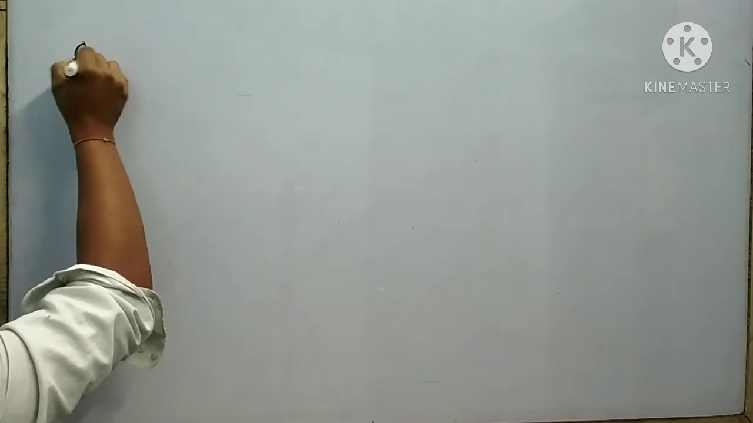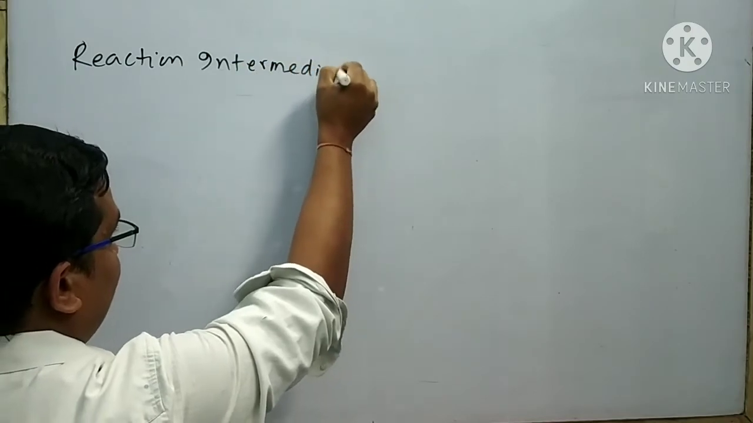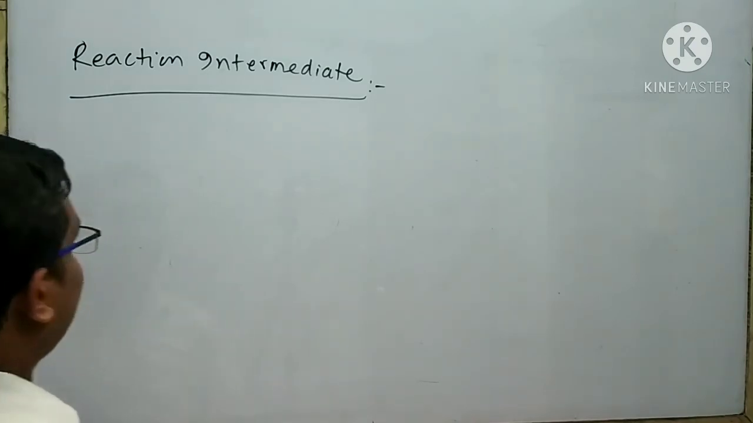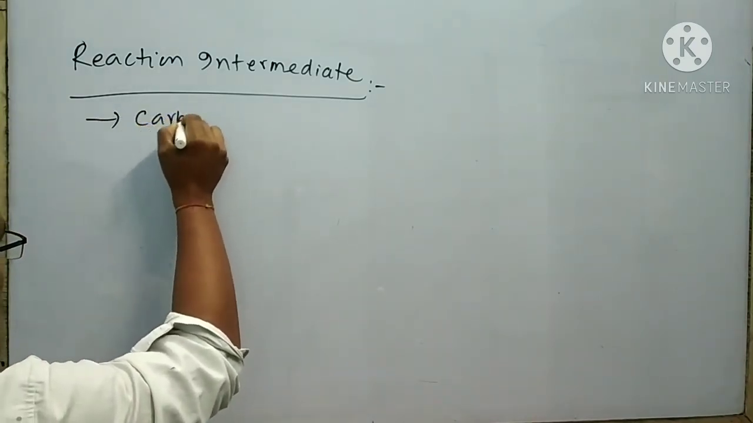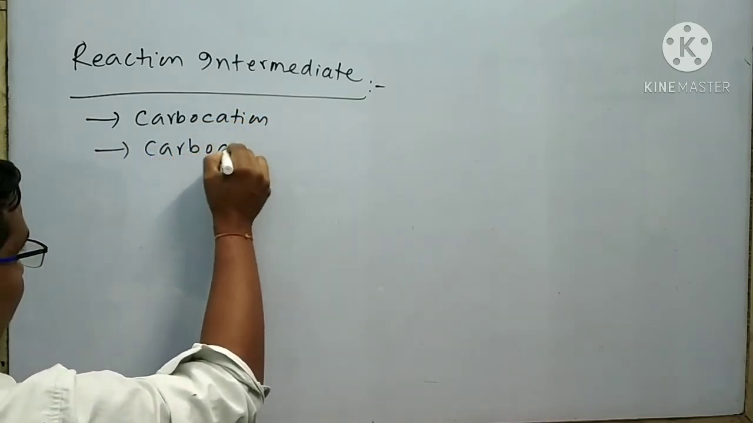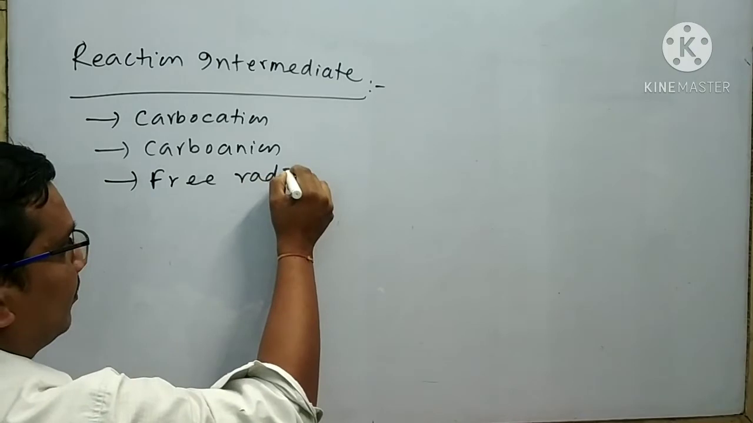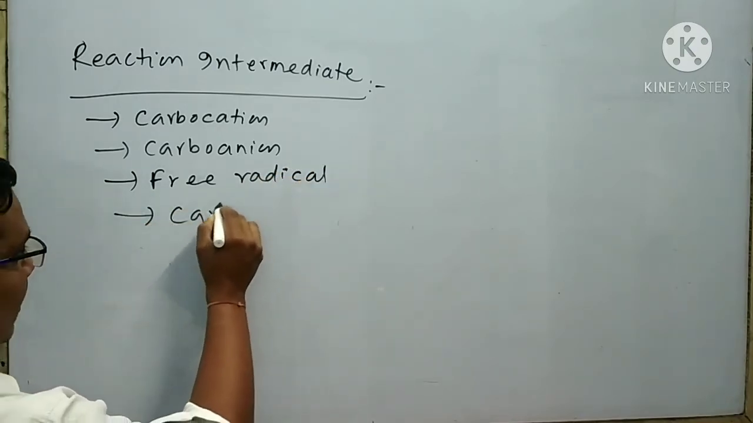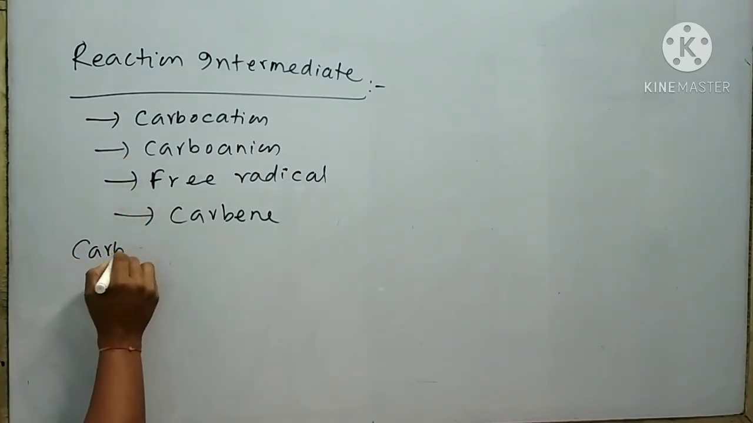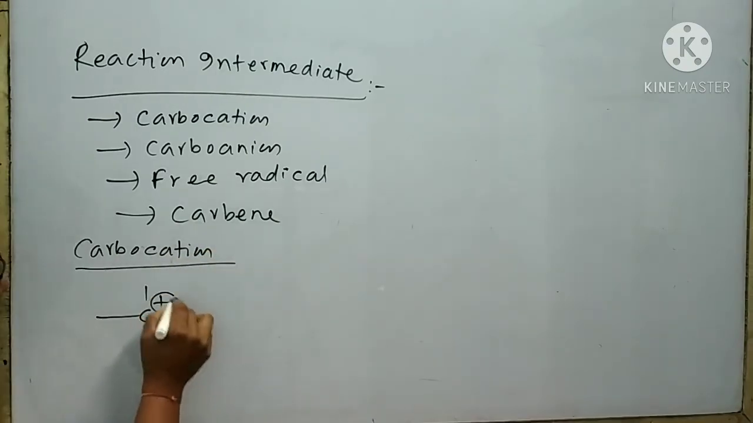Next I will explain about reaction intermediates. There are different types of reaction intermediates: number 1 is carbocation, number 2 is carbanion, next is free radical, and next is carbene. At first I will discuss the carbocation.